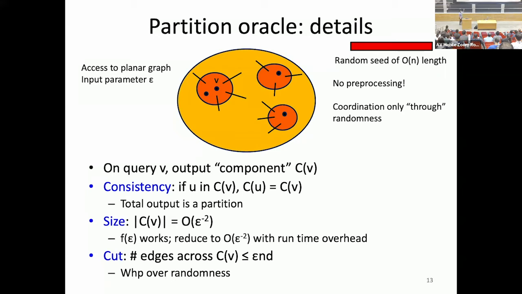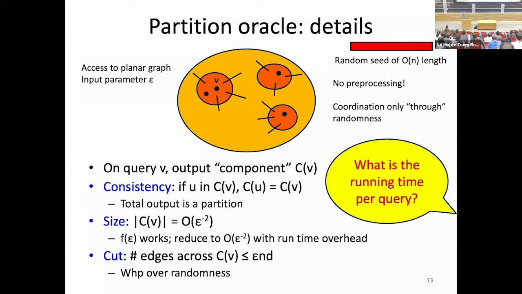There's a question regarding that, which I will come to at the end of the talk, as to how to shorten that randomness. Okay, so the big question here is, what is the running time per query? You can even ask what is the query complexity per query, but I actually want a runtime bound. Okay, so this is the problem that we're looking at.